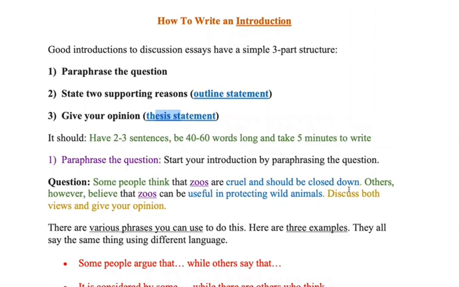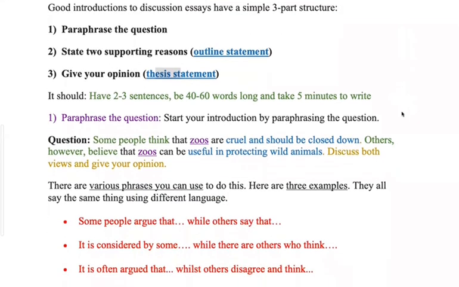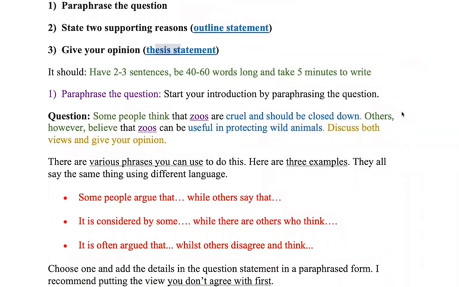This is view 1. View 2: zoos are useful in protecting wild animals. So discuss both views. Now you need to discuss view A and view B, and then you must give your opinion. So we have, as we already said, view A and view B, and then give or state your opinion. There are various phrases you can use to do this.